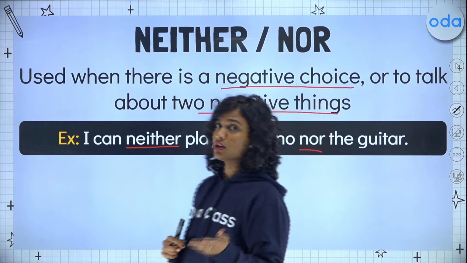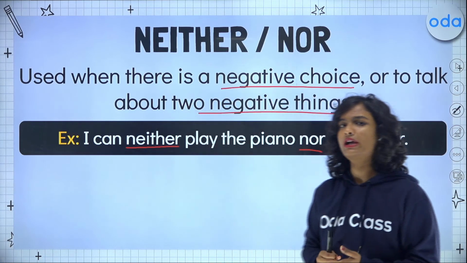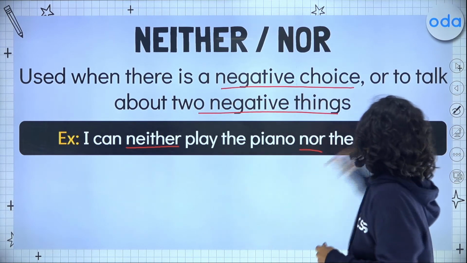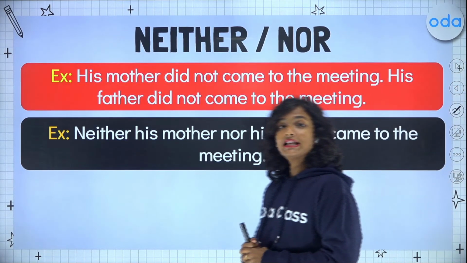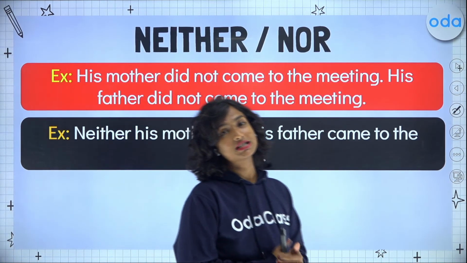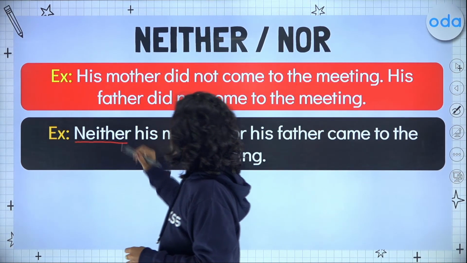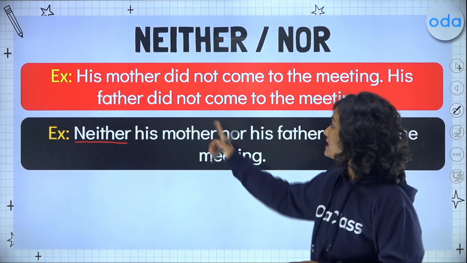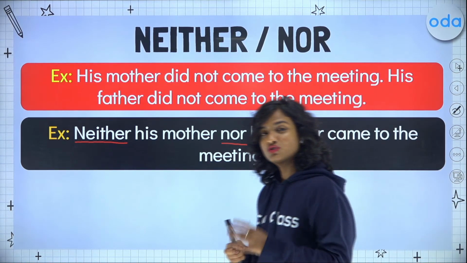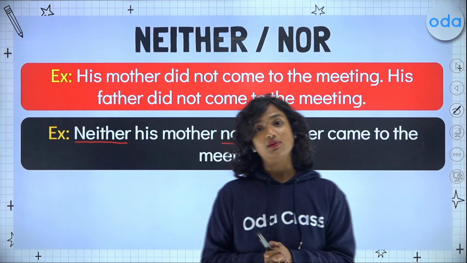I enjoy neither watching movies nor do I enjoy watching TV. So another example where there are 2 negatives, but there is also a sort of an option here, which is where we use neither nor. For example, his mother did not come to the meeting. His father did not come to the meeting. So here, once again, we use our conjunction to make our sentence a lot more concise. Neither his mother nor his father came to the meeting. So you see how instead of saying 2 sentences, we are going to combine them to just say 1.